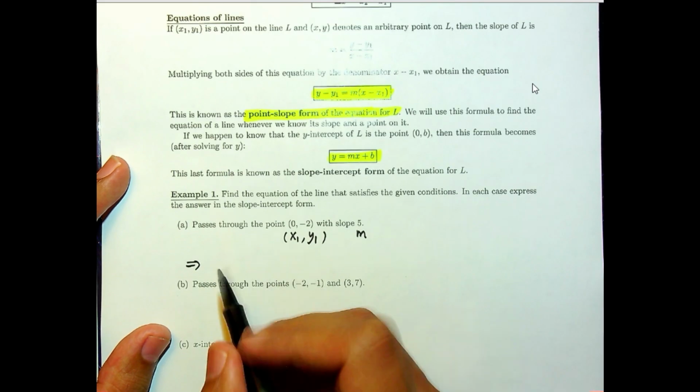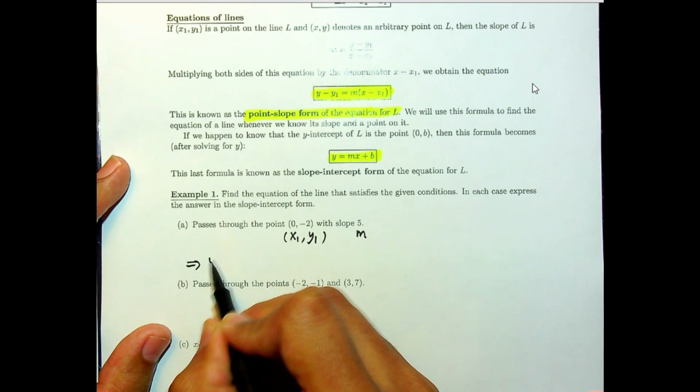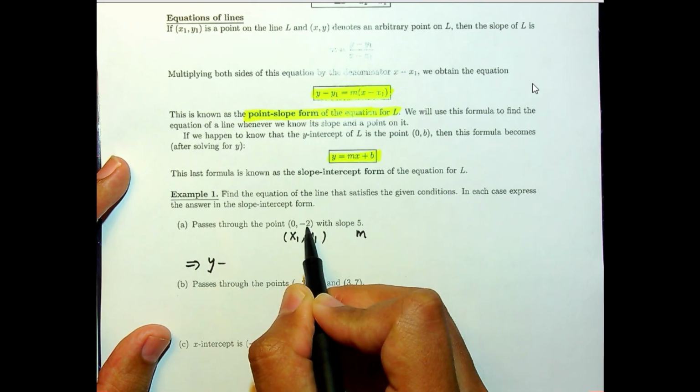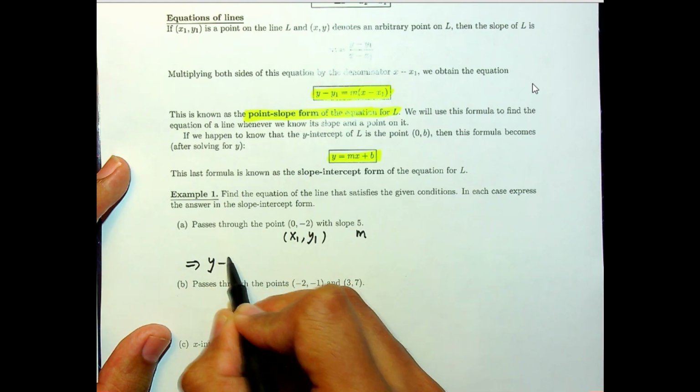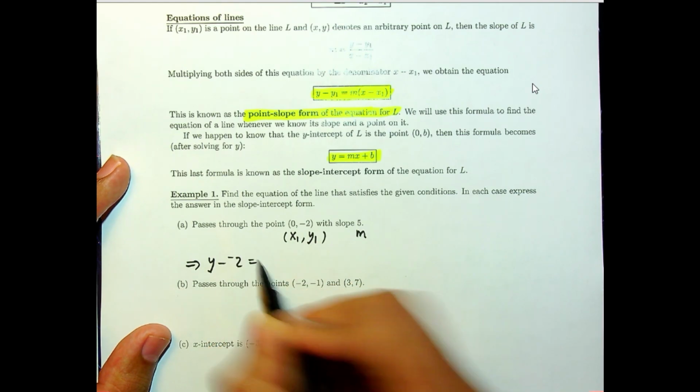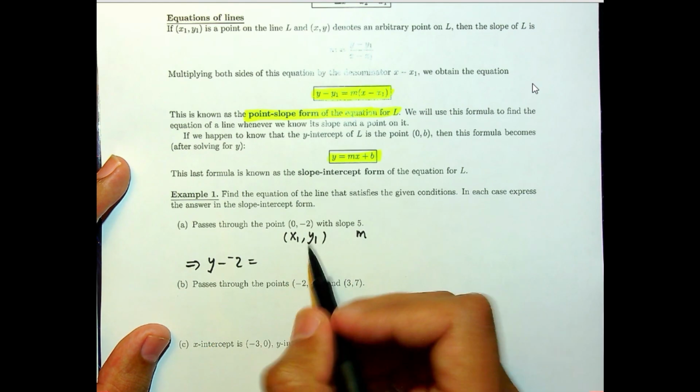All right, I'm going to plug it in. Y minus y1, y1 is -2. So you get y minus -2 equals m.